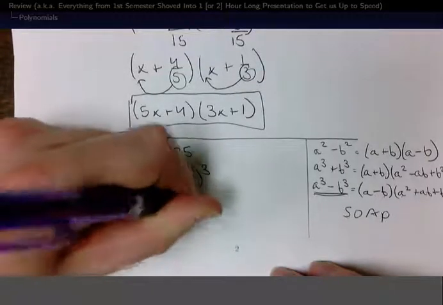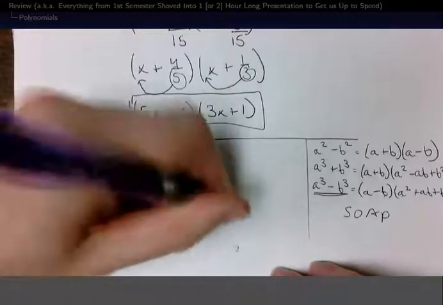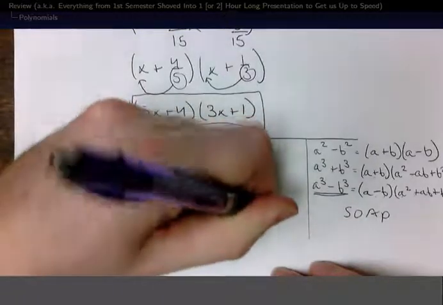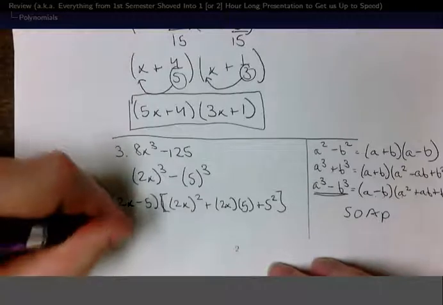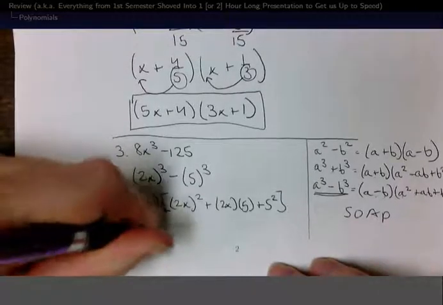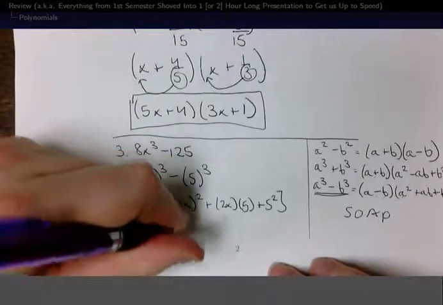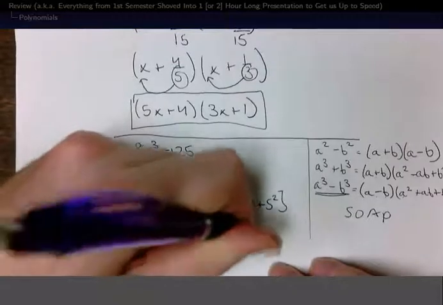times 2x squared plus 2x times 5 plus 5 squared, which when I simplify all of that, I end up with 2x minus 5 times 4x squared plus 10x plus 25.